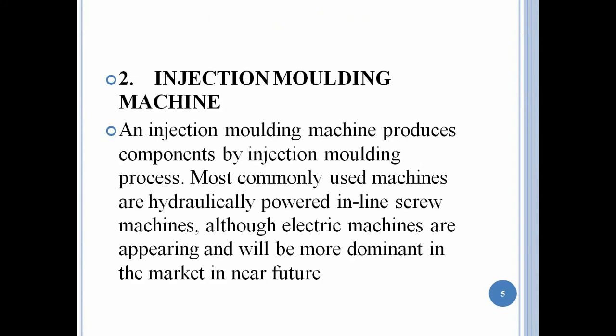Second one, that is the injection molding machine. The injection molding machine produces components by the injection molding process. Most commonly used machines are hydraulically powered inline screw machines, although electric machines are appearing and will be more dominant in the market in the near future.